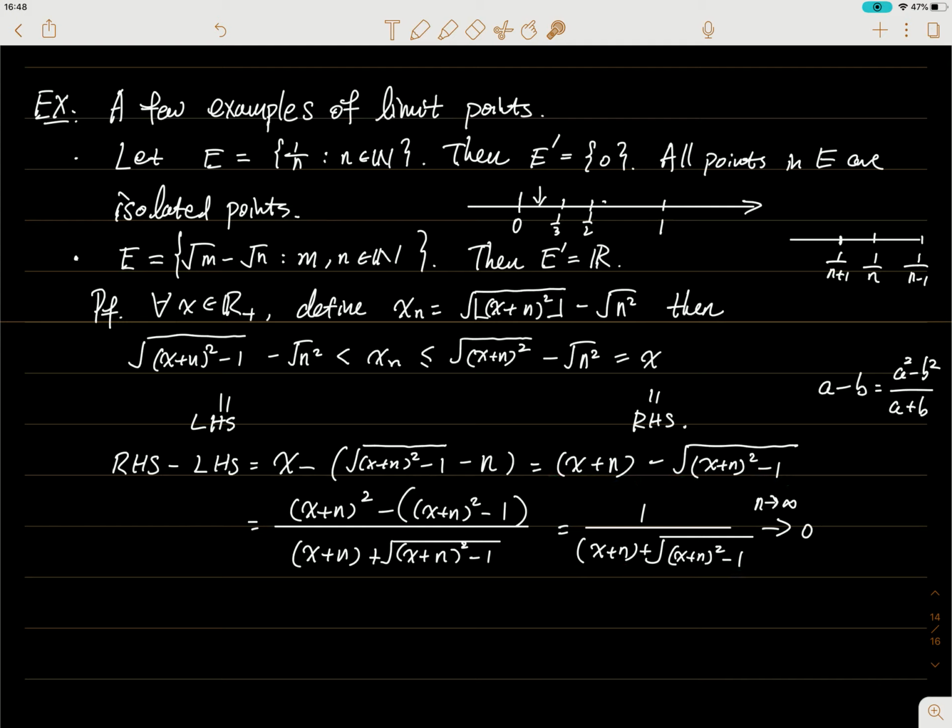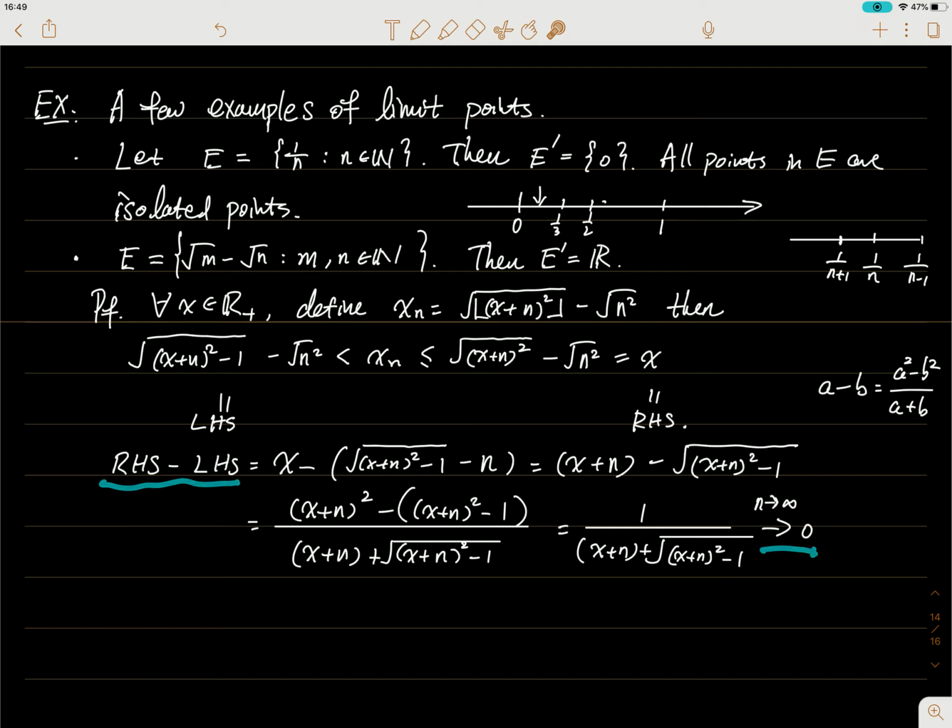Now you can see the numerator is just 1, and in the denominator, when n goes to infinity, this goes to infinity, and this goes to infinity. So the denominator goes to infinity, and that's why the whole thing goes to 0. That's how we show that the right-hand side minus the left-hand side will tend to 0 as n goes to infinity.